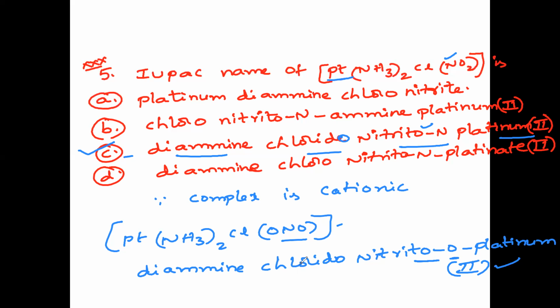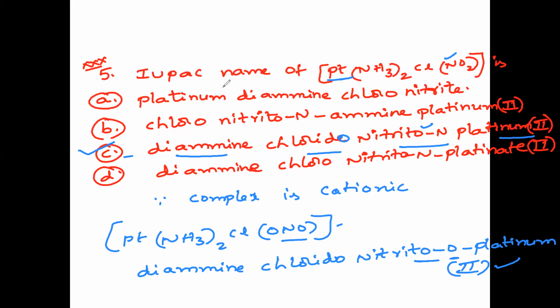This type of question you'll expect in the examination. 100% we are going to get questions like this. Whenever they give the molecule NO2, we have to write nitrito N. If they give ONO, we have to write nitrito O. You should understand this difference. Please note down. Next question. These are the important models I have given for the naming of coordination compounds.